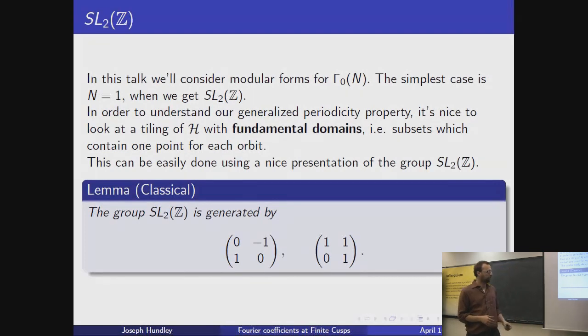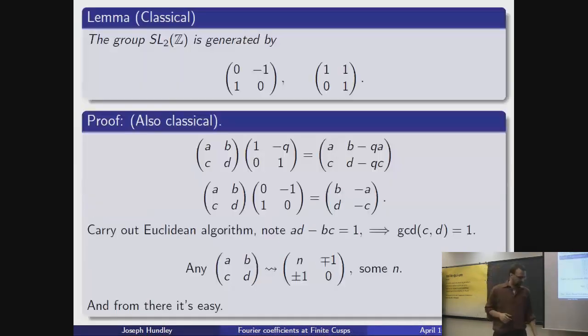So in order to do that, it's nice to have a nice description of SL2Z. And this is a classical result that SL2Z is generated by two elements. This one, which is z goes to negative 1 over z, and that one, which we already mentioned, z goes to z plus 1. So I think I'm doing all right on time, and the proof is short and easy and pretty, so I think I'll do it.